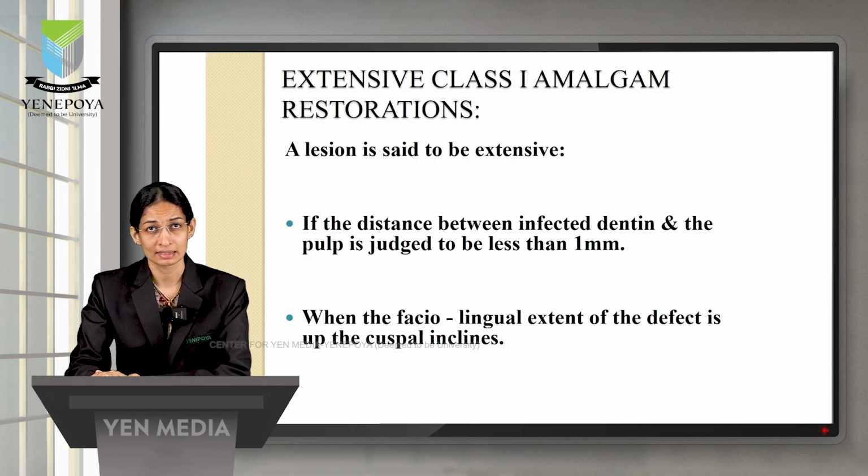Now, coming to the extensive class 1 amalgam restoration. What is extensive restoration? A lesion is said to be extensive if the distance between the infected dentine and the pulp is judged to be less than 1 mm, when the facial-lingual extent of the defect is up the cuspal inclines.